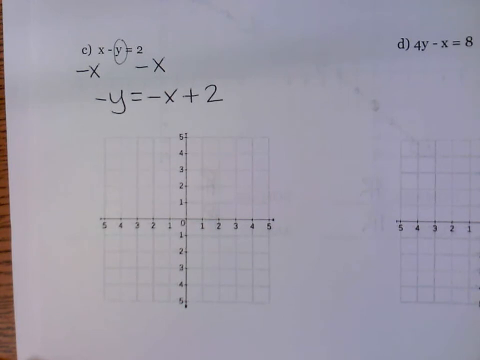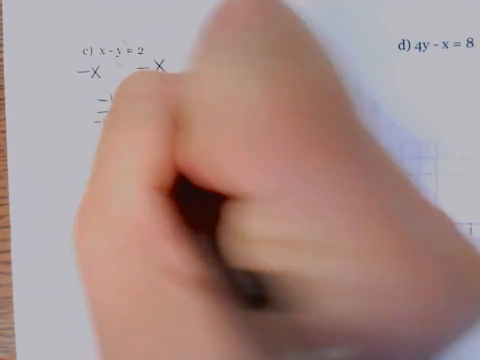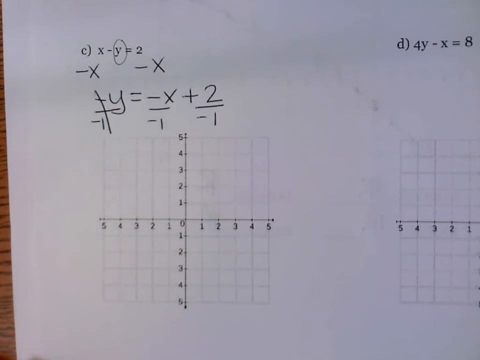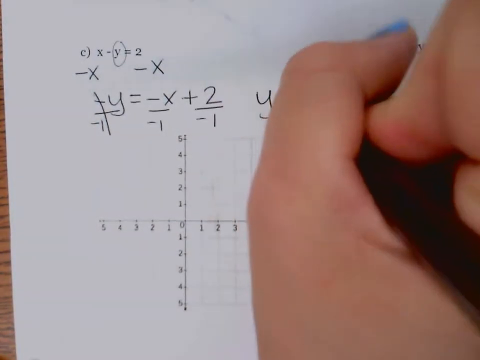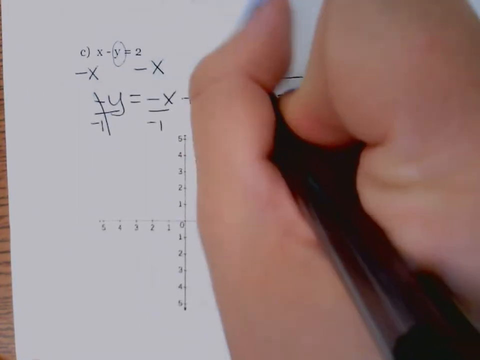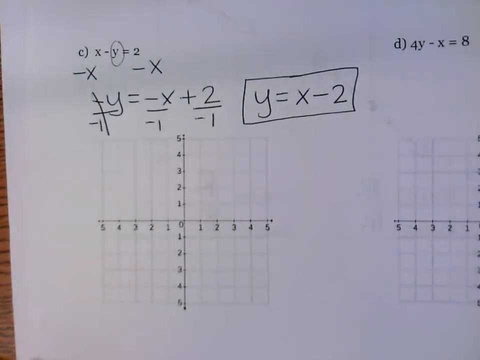But y is still not by itself. So I actually need to divide everything through by a negative, like dividing by -1. So you're just changing all the signs to their opposite. So now I have positive x and a -2 as my final equation.